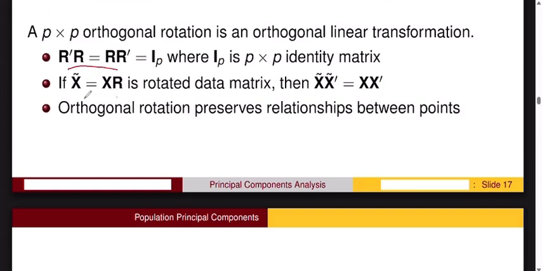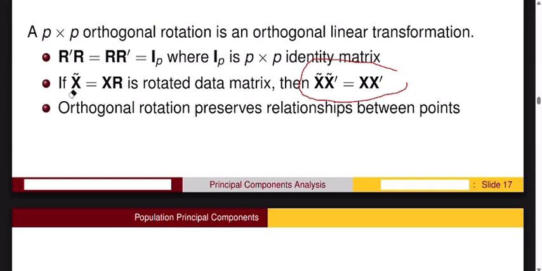Now I need you to take a look at this. If X star equals XR, don't forget, what do I want to rotate? I want to rotate X into X star using the R rotation. Now you're going to see something. If this equals this, can we prove that this equals this? How are we going to prove that? This is how we're going to prove it.